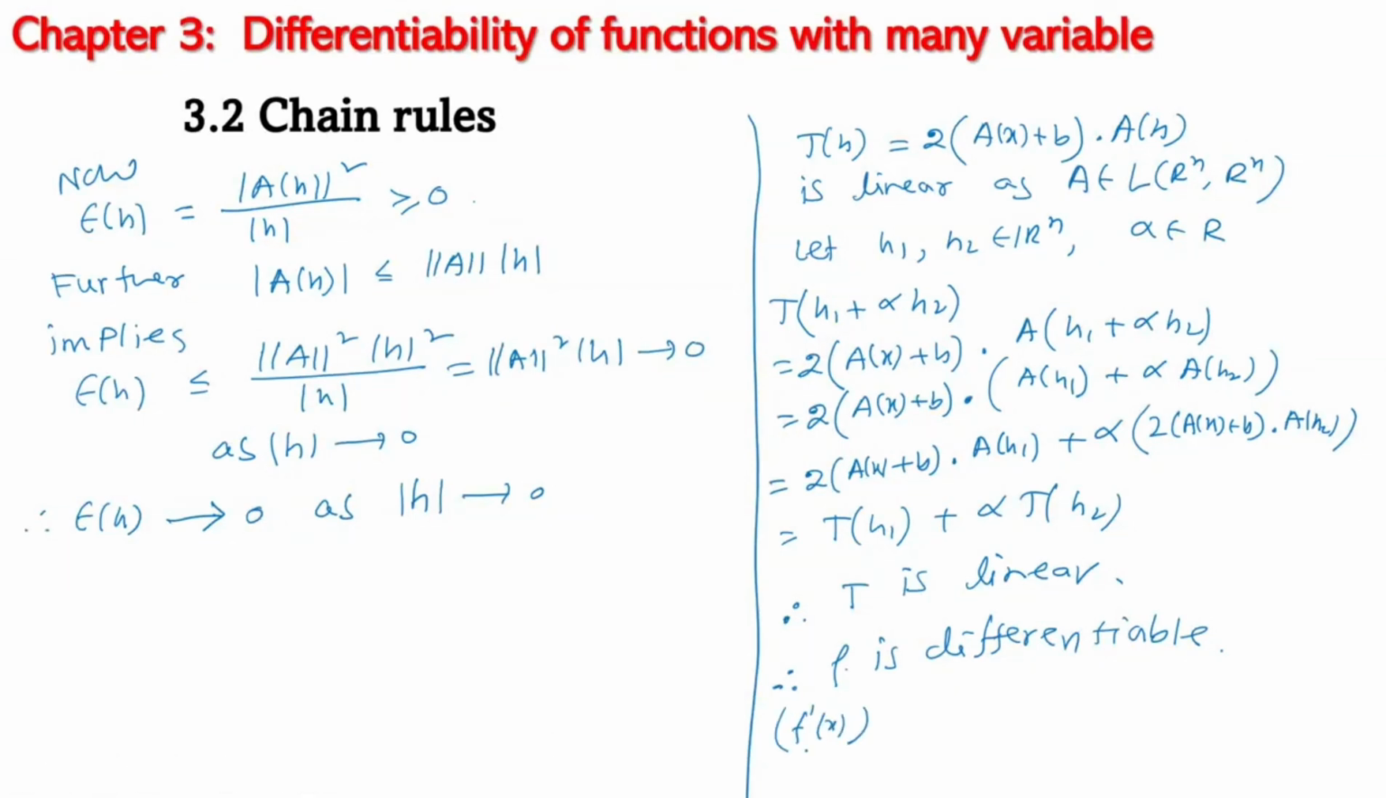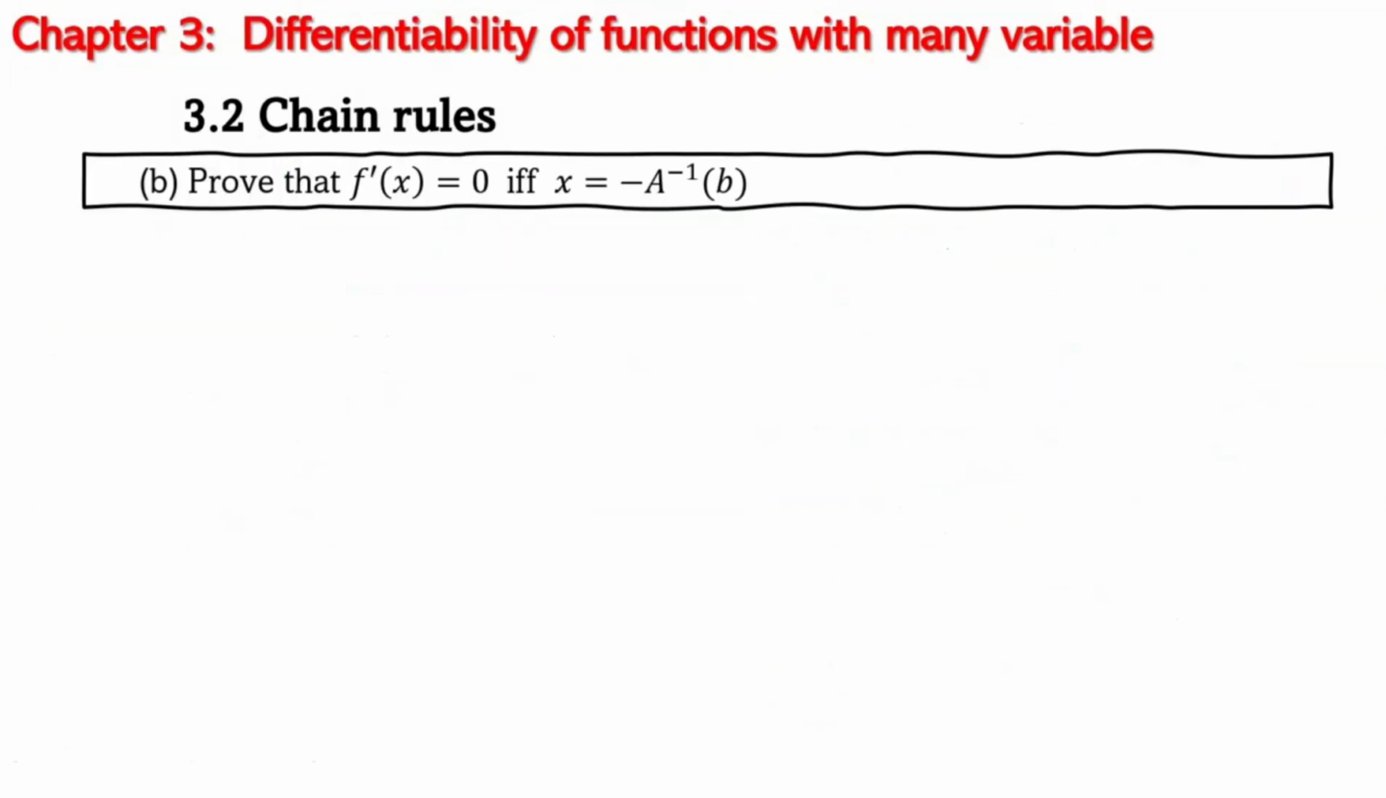So f dash x of h is the linear function t, which is equal to 2 (ax plus b) dot a h. Now the next part is that f dash x equals 0 if and only if x is equal to minus a inverse b.